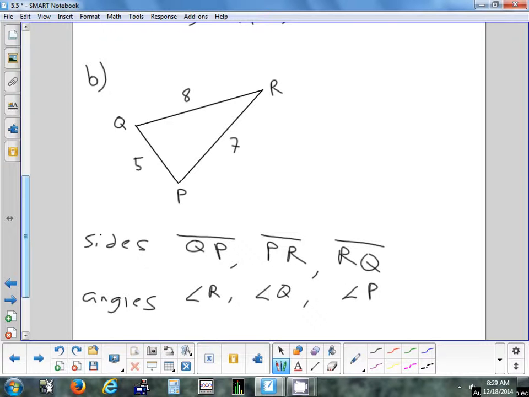Any questions on that? If I ask you on a test just to list in order, biggest sides, biggest angle, either largest to smallest, smallest to largest.